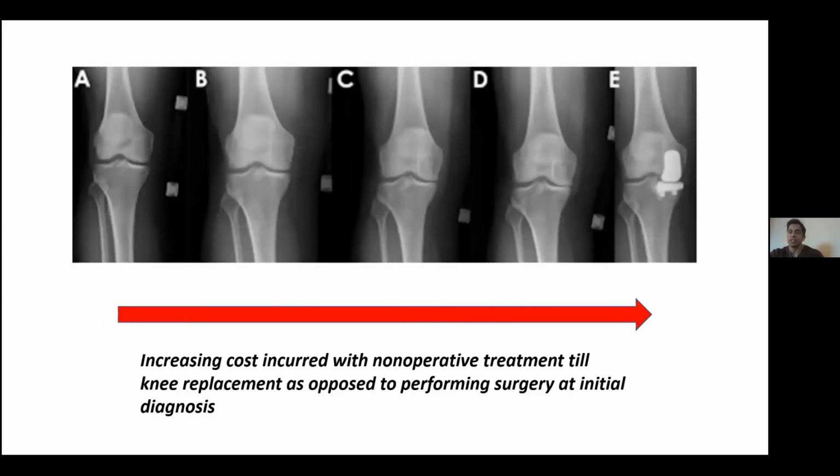Similarly, just showing the same X-ray earlier, you can see if this patient is maintained non-operatively across the period of time, there's increasing cost incurred because of medications, injections, and eventually knee replacement, as opposed to if we do the surgery at point A and then it's a one-off surgery rather than undergoing and suffering for the next 12 months.